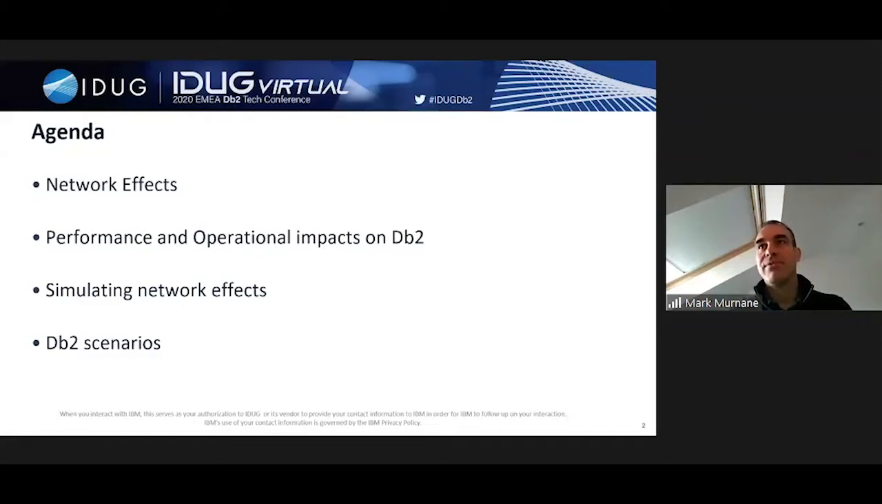In this session, there are 4 high-level topics that I'm going to cover with you. First of all, we'll explore some of the aspects of networking that can cause issues. Next, we'll briefly look at where DB2 is impacted by poor networking. The meat of this session is in simulating network effect, where I'll introduce the Linux traffic control mechanism. Finally, we'll go through 3 practical scenarios where we can apply traffic control with DB2.